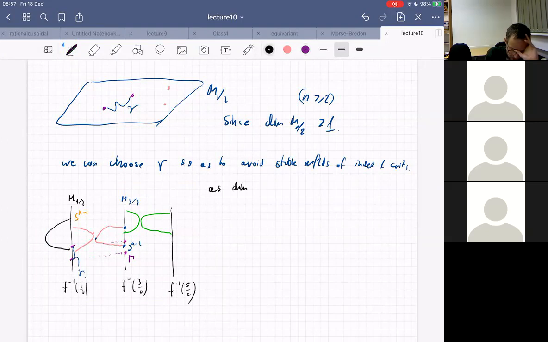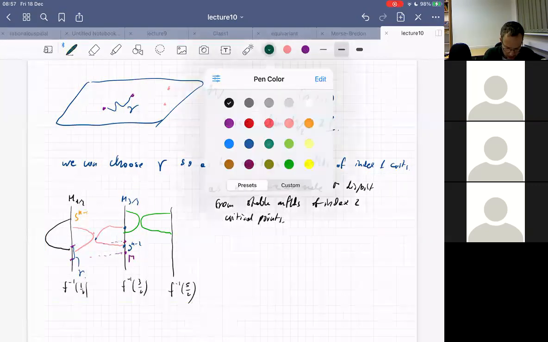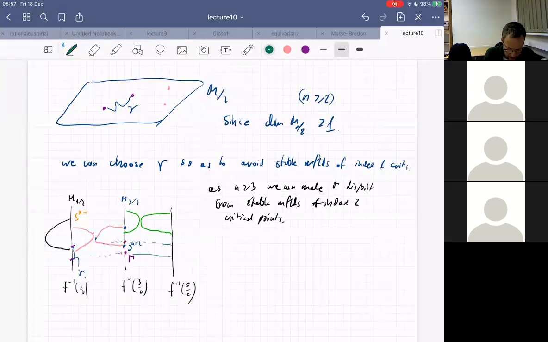And as n is greater than three, by the same argument as above, we can make gamma disjoint from stable manifolds of index two critical points. So we can flow gamma to the level set M half. I call it gamma again.